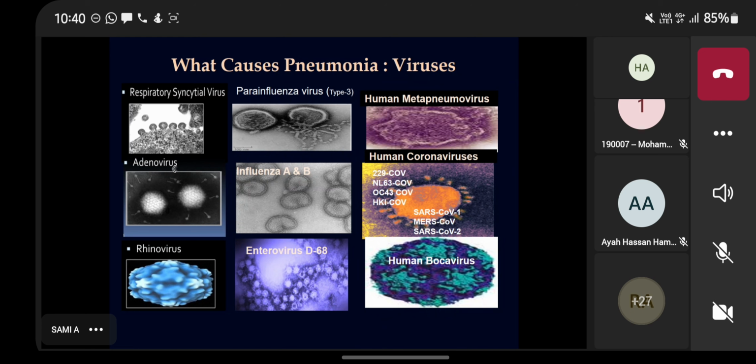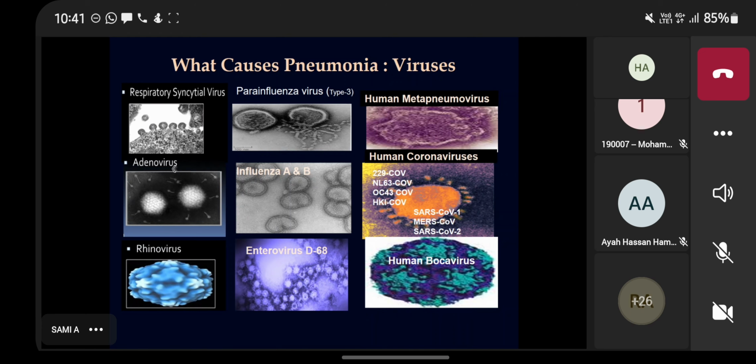Now, enterovirus D68, this is a re-emerging virus. It was first reported in 1962. However, in 2014, it was responsible for an outbreak in several cities in the US. And also some cases of enterovirus D68 pneumonia.